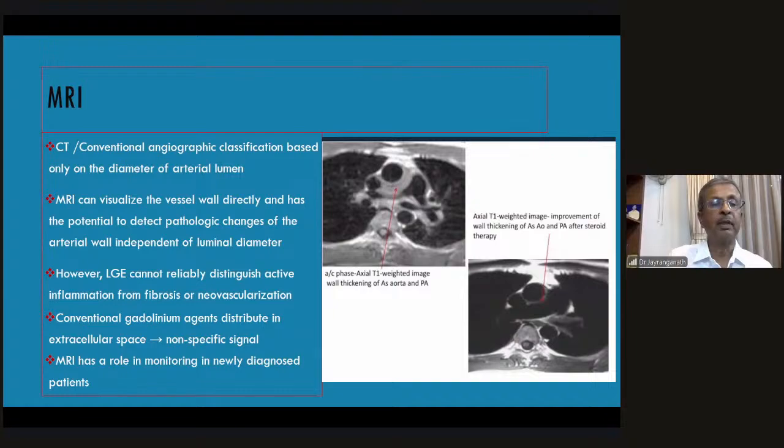So MRI is not routinely done. MRI can visualize the vessel wall directly and has the potential to detect the pathological changes of an arterial wall independent of luminal diameter. This is one positive aspect of it. However, late gadolinium enhancement cannot reliably distinguish active inflammation from fibrosis or neovascularization. Conventional gadolinium agents distribute in extracellular space. It can be a non-specific signal. MRI has a role in monitoring newly diagnosed patients. Otherwise, we do not recommend or use MRI as a routine thing.